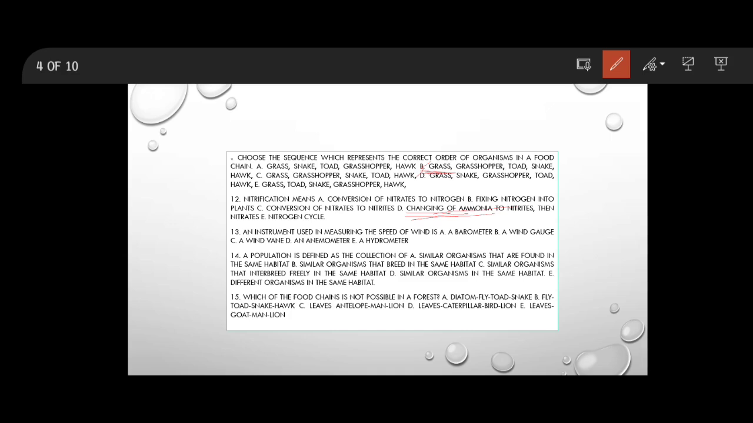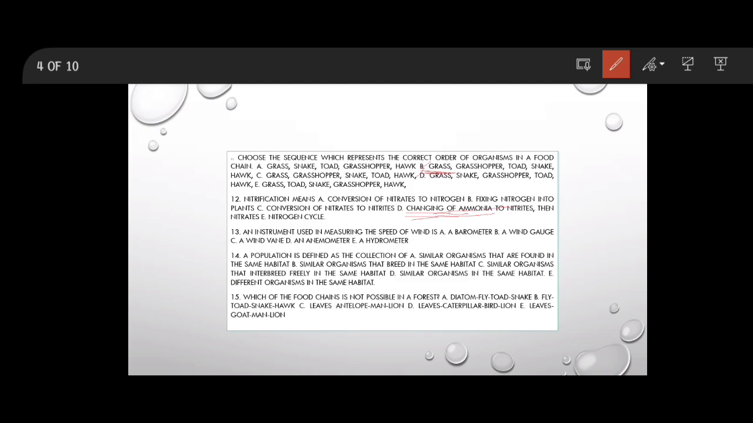The instrument used in measuring the speed of wind is dash. What is that? Yes, you are right. It is a thermometer. The first option here, barometer, is used for what? Pressure. Wind gauge is used for what? Is there anything like wind gauge? Actually, nothing. They just put it there. So we have the wind vane. Wind vane is used to measure wind direction.